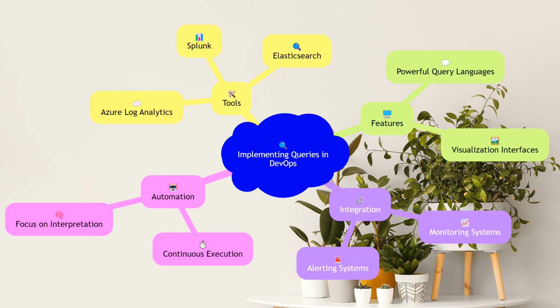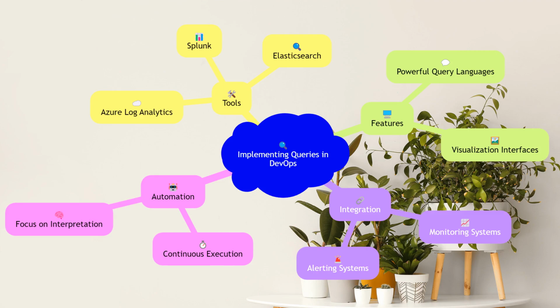Implementing queries in DevOps involves using tools and platforms that support query execution and analysis. Tools like Azure Log Analytics, Elasticsearch, and Splunk are commonly used for this purpose. These tools provide powerful query languages and interfaces that make it easy to create, execute, and visualize queries. It's important to integrate these tools with the monitoring and alerting systems to ensure that queries are continuously executed and that insights are promptly acted upon. Automation can also play a key role in this process, enabling teams to focus on interpreting results rather than manually running queries.